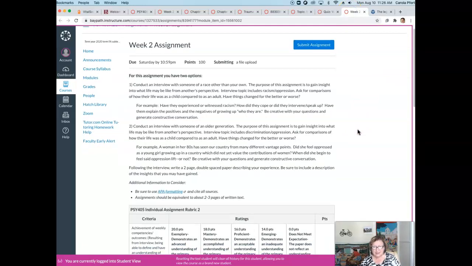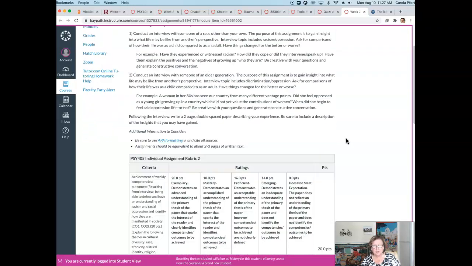That leaves us with the final assignment, which is an interview assignment. So you can either conduct an interview with someone of another race than your own. And so the purpose here is to gain insights. What is it like to walk in somebody else's shoes? And there are some questions that you can ask. And the second option, so you don't have to do both, is to interview someone of an older generation. And so after the interview, write a 2-page double-spaced paper describing your experience. Include a description of the insights that you may have gained. You don't have to include the questions because the questions are pre-given.